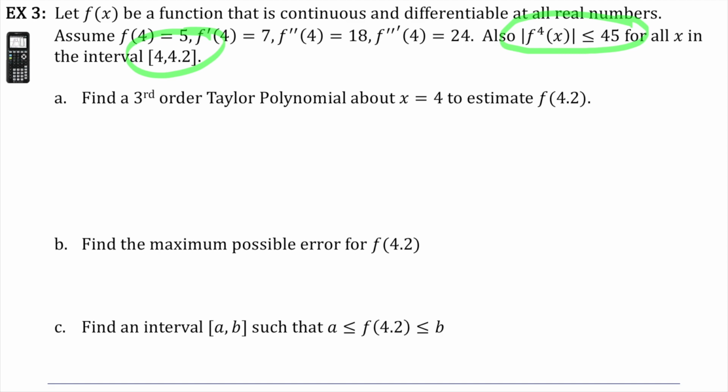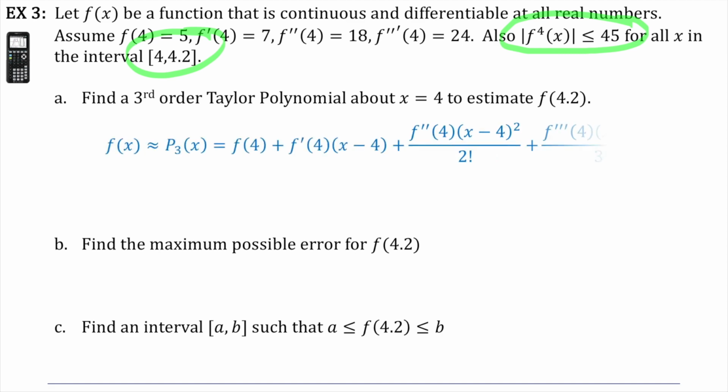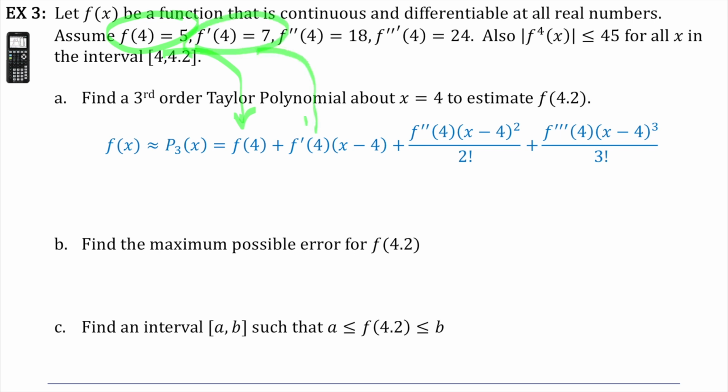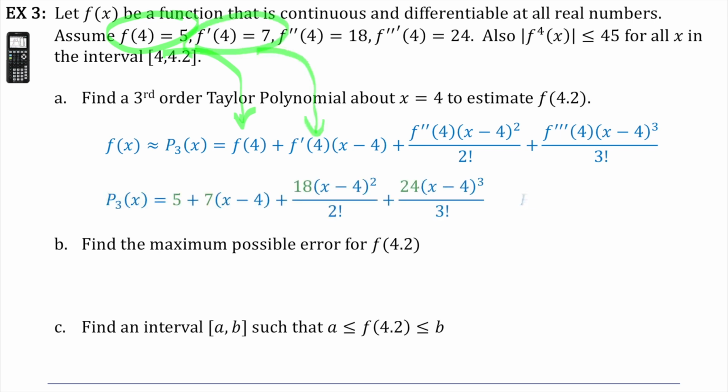So first, we'll find a third order Taylor polynomial about x equals 4. So if we set up our general Taylor polynomial about x equals 4, now we just get to plug in all the information they gave us. So f of 4 equals 5, f prime of 4 equals 7, and so on.